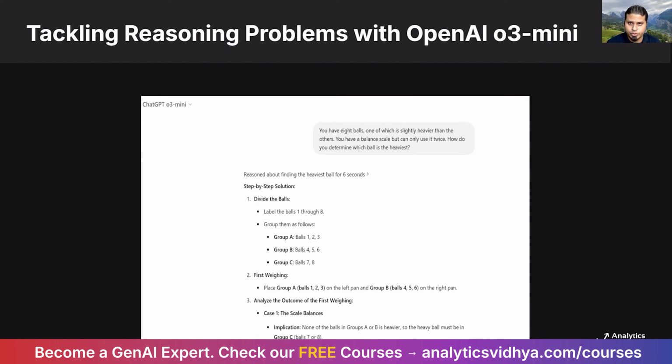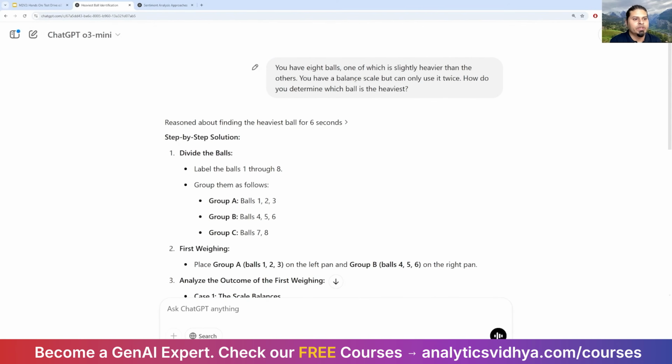How do you determine which ball is the heaviest out of those 8 balls? Now let's check it out on ChatGPT. Here I've typed in the prompt for o3-mini in ChatGPT. You have 8 balls. One of them is slightly heavier than all the others. You have a balanced scale, but can use it twice. How do you determine which ball is the heaviest?